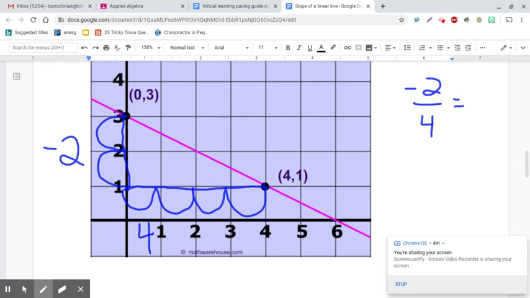Again, guys, that is not in simplified form. They both are even. They both could be divided by 2. So -2 divided by 2 gives us -1. 4 divided by 2 gives us 2. So our answer is -1/2. The slope of this line would be -1/2. Also, do you notice that this is a decreasing slope? From left to right, it goes down. It should be negative, because it's going down. That's another way you guys can look at it.